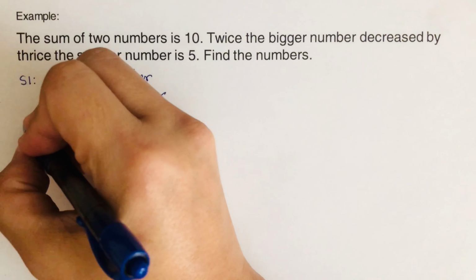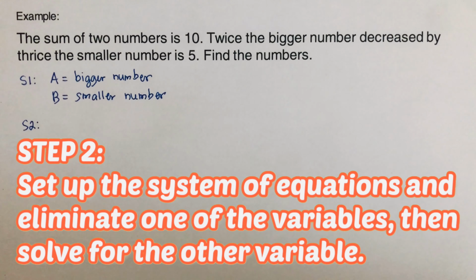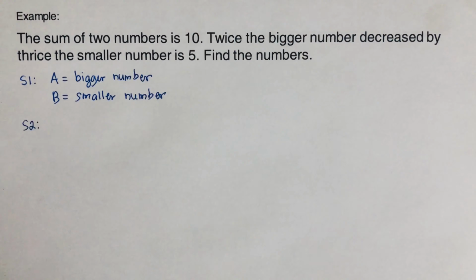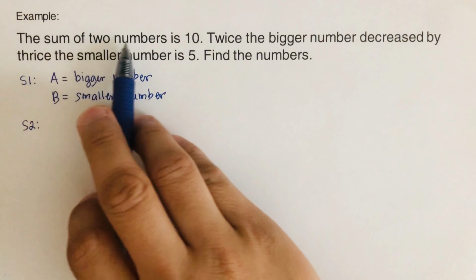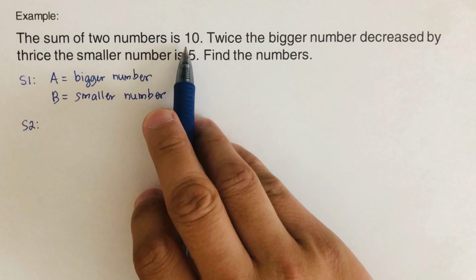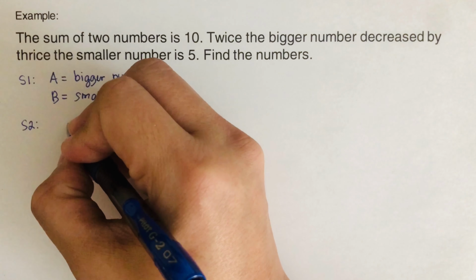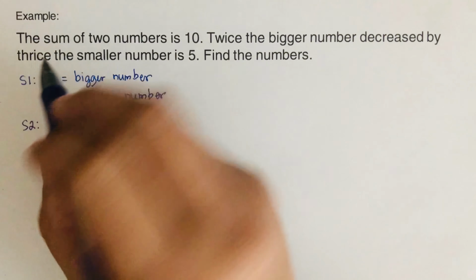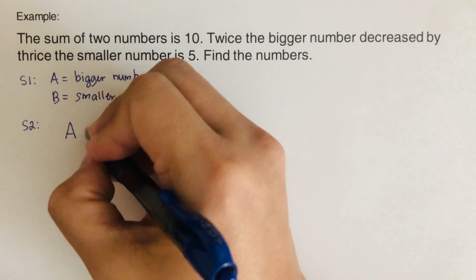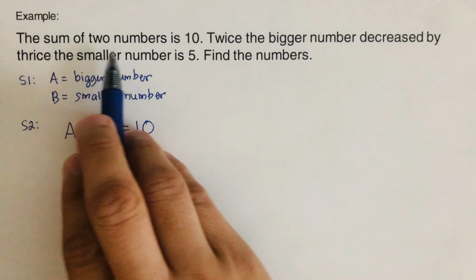Now let's move on to the second step. The second step is to set up the system of equations and eliminate one of the variables, then solve for the other variable. So we use these statements that we have here to come up with an equation. It says here that the sum of the two numbers is 10. So then I can say A plus B is equal to 10, because sum means we add them. That's the sum of the two numbers.